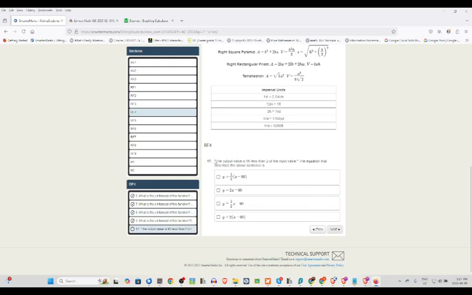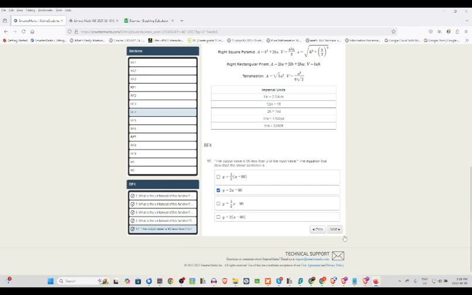And now, the output value is 90 less than 2 of the input. Of means multiply. Less than means we're subtracting. So we take 2 of the input. It's 2 times x. And it's 90 less than that. So we get our 2x, then we subtract 90. And that gives us b here.